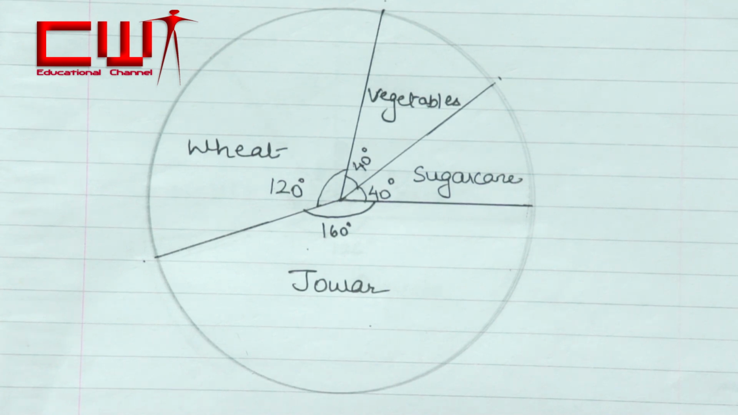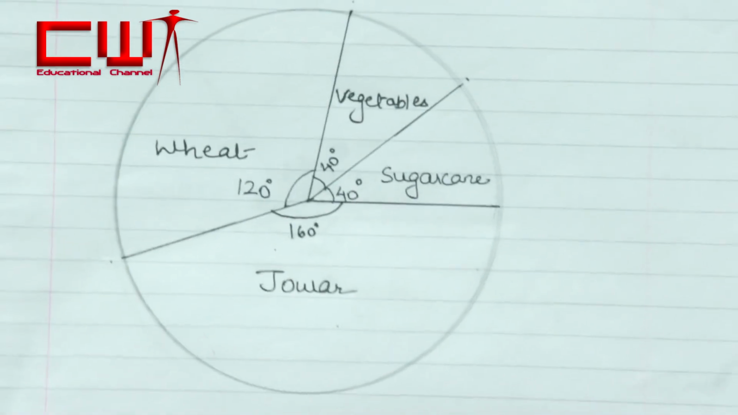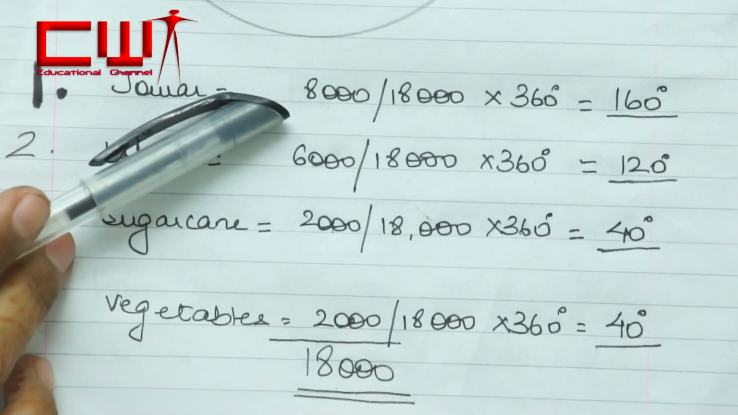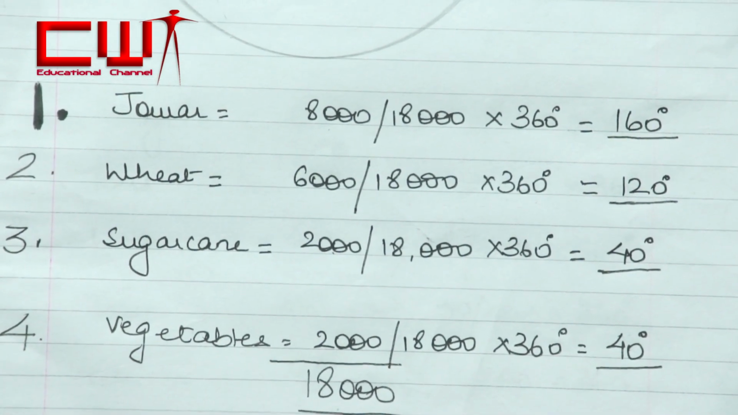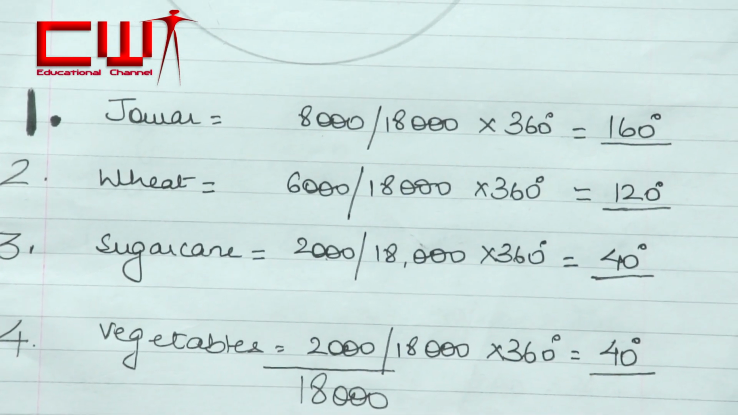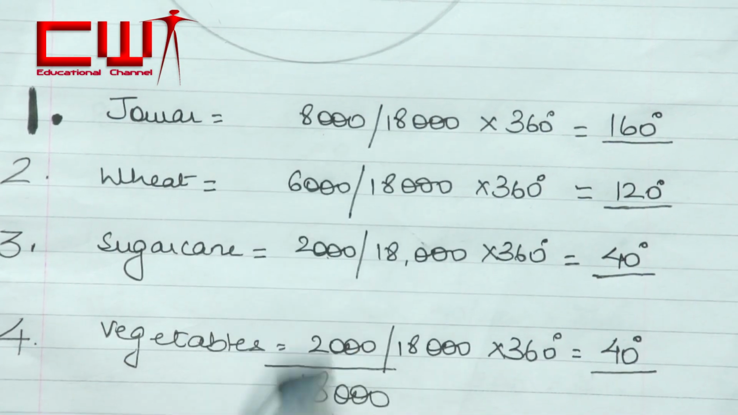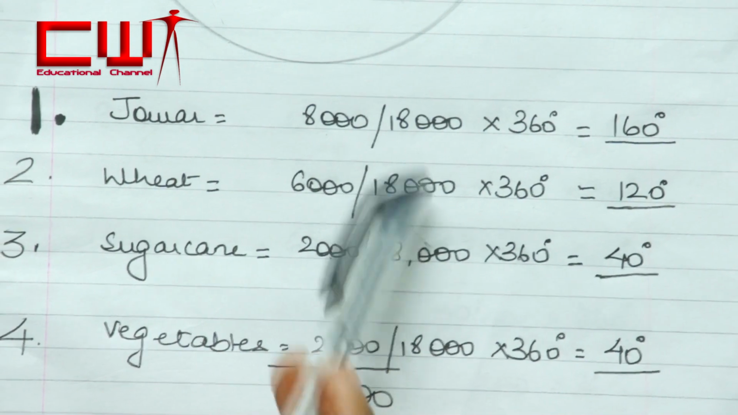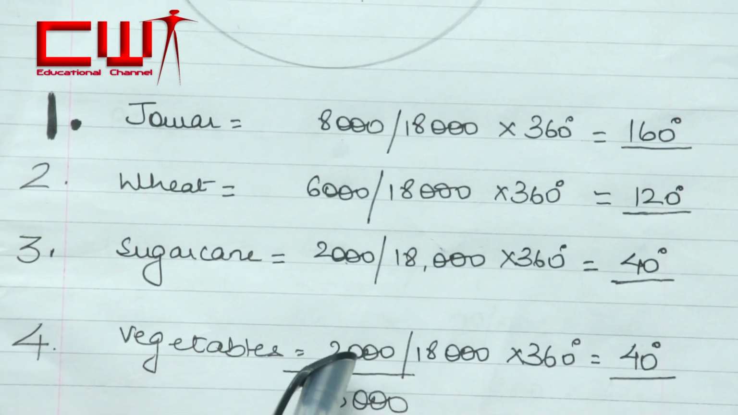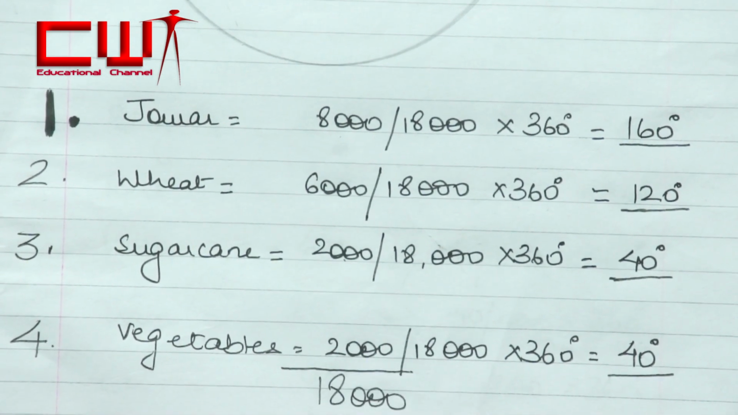I will tell you again orally. First you see all the figures that are given to you. You add up all the figures: 8,000 plus 6,000 plus 2,000 plus 2,000. That will give you 18,000, right? Now you divide each by the total.